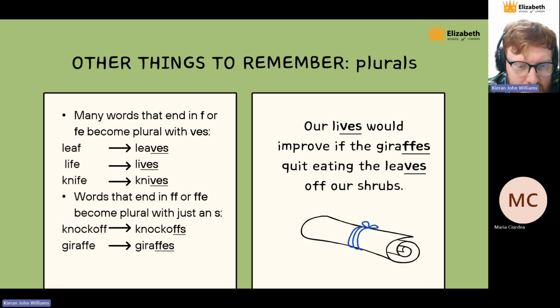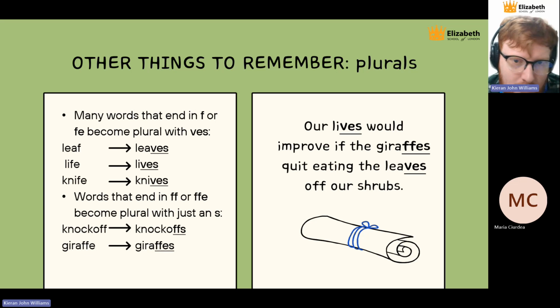Okay, so this is where it gets super difficult. So let's look at the first kind of rule that we have here. It tells us that many words that end in F or FE become plural with VES afterwards. So for the word leaf, because it has the F, we remove the F and then add VES. The same with life, because it has an FE at the end. We remove the FE and then add VES. And the same for knife, it has FE, we remove that and we add the VES afterwards.